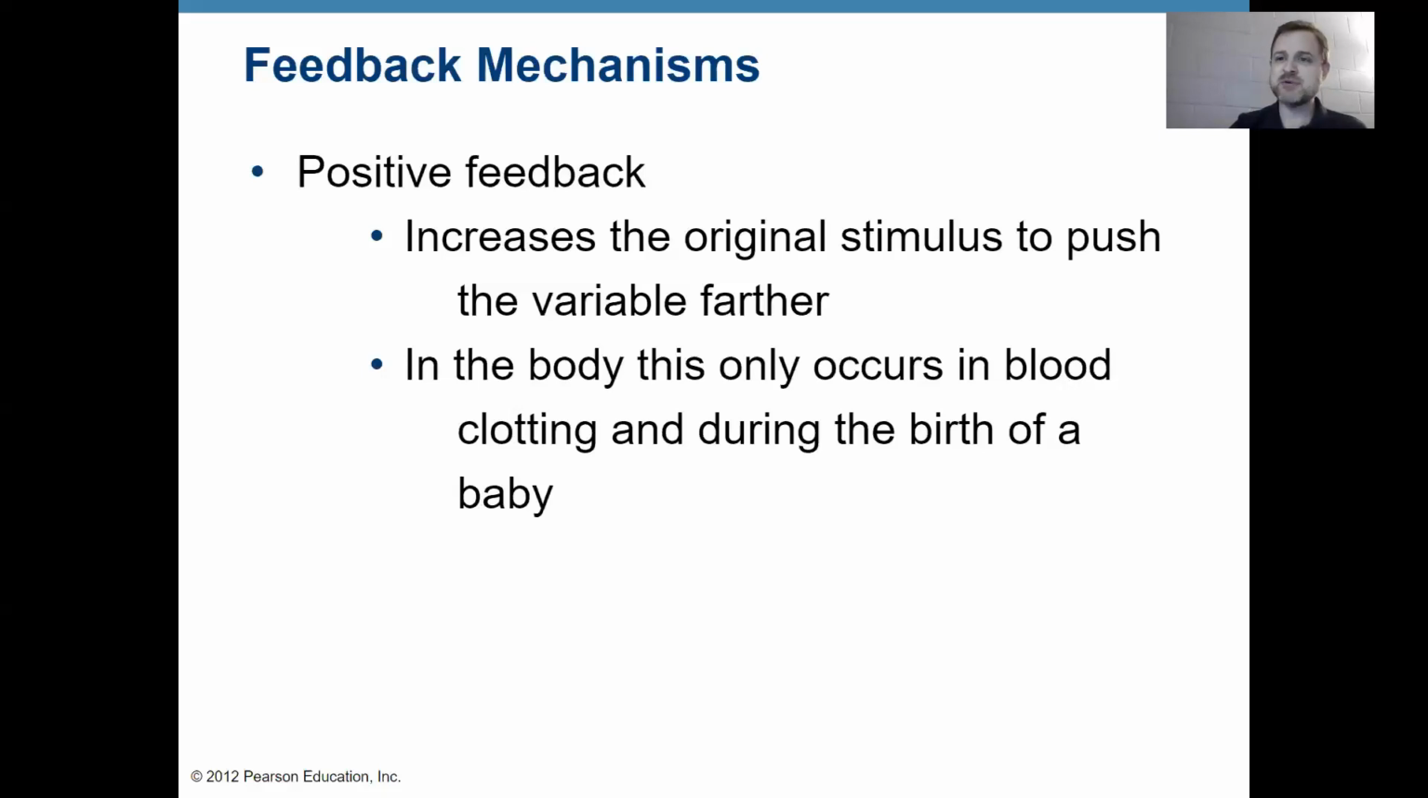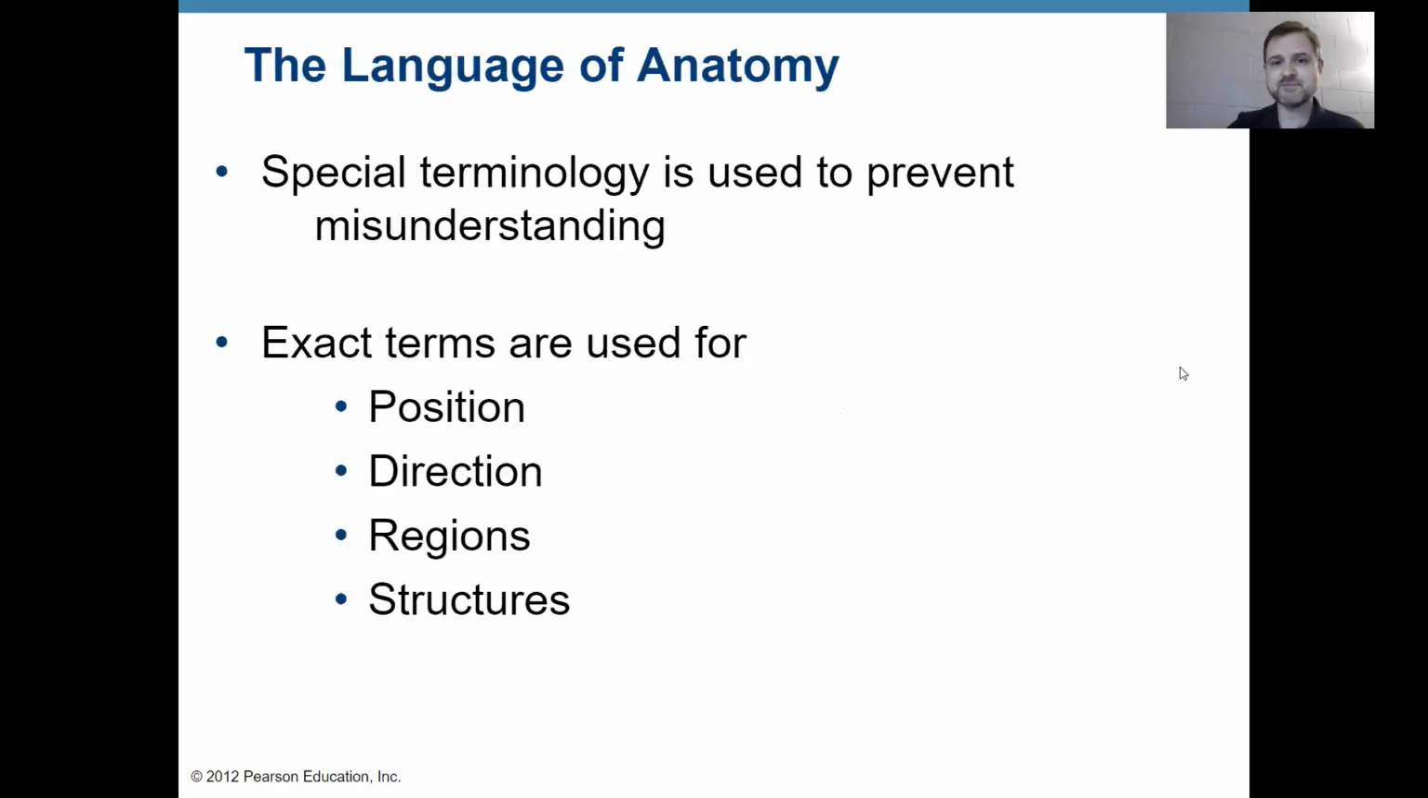So those two examples, actually breastfeeding is one too. The suckling reflex, when a woman's breastfeeding, the more the baby suckles, the more milk the woman produces. When the baby stops suckling or stops breastfeeding, the mom's milk supply goes down dramatically. So most examples in your body of feedback are negative feedback. Positive feedback would be things like childbirth, blood clotting, and breastfeeding.